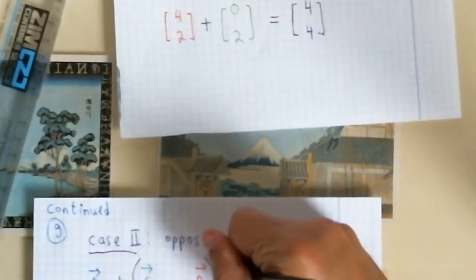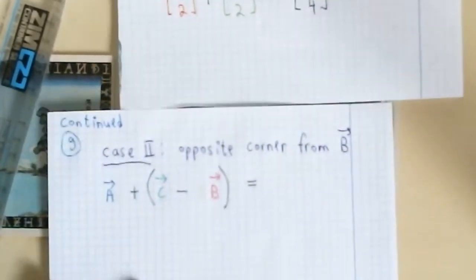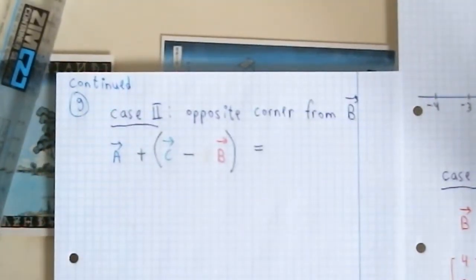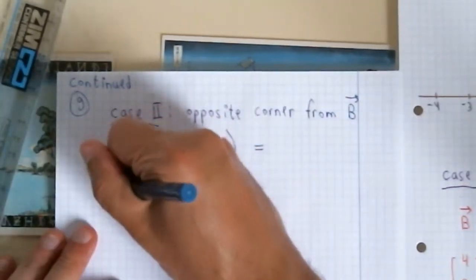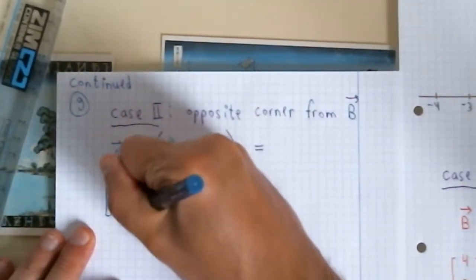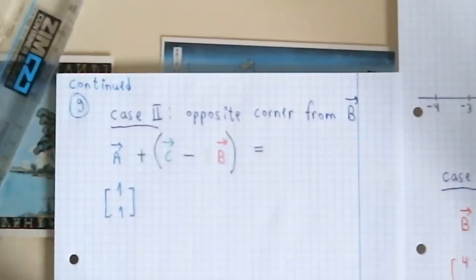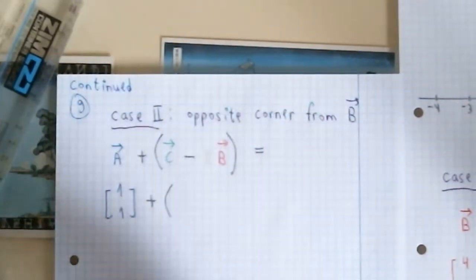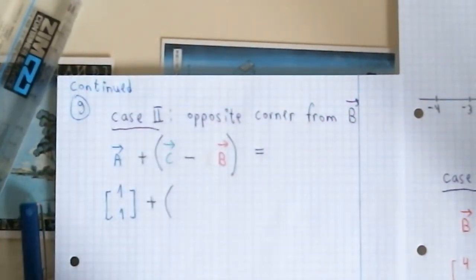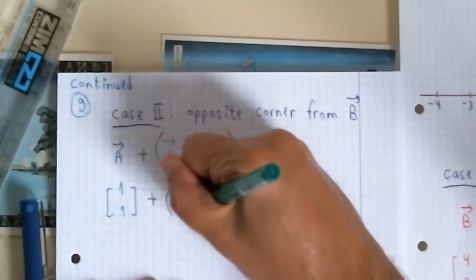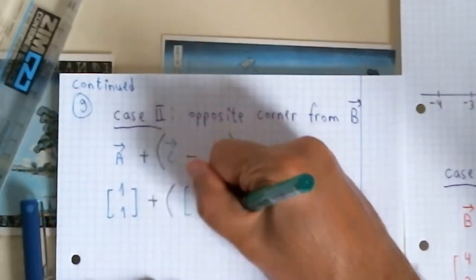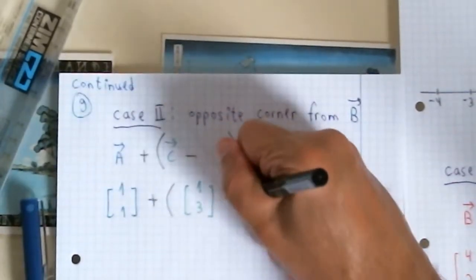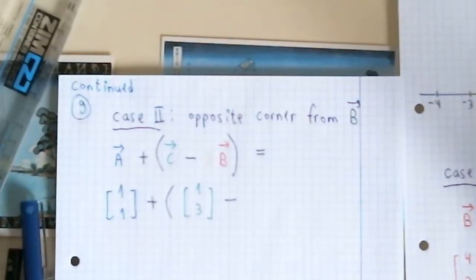What is that equal to? This is equal to A, which is 1, 1, plus, in parentheses, C, which is 1, 3, minus B, which is 4, 2.